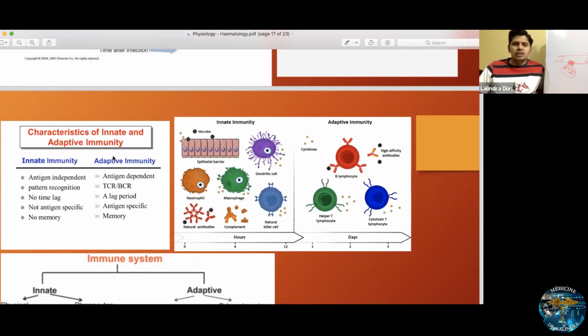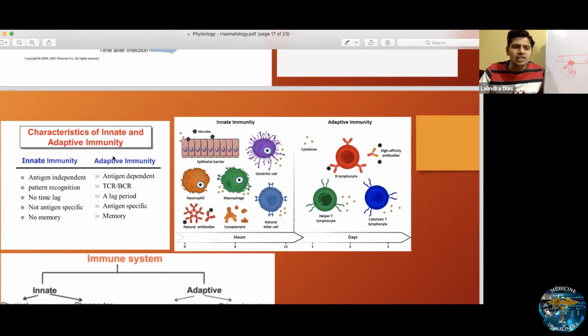The adaptive immunity doesn't have antibodies at first. So what they do is they get adjusted or used to that foreign material, and then it becomes an antigen dependent process. Very important to remember: innate immunity is antigen independent, whereas adaptive immunity is antigen dependent. That is, once the bacteria or virus enters your body, only then do we develop antibodies against that antigen.